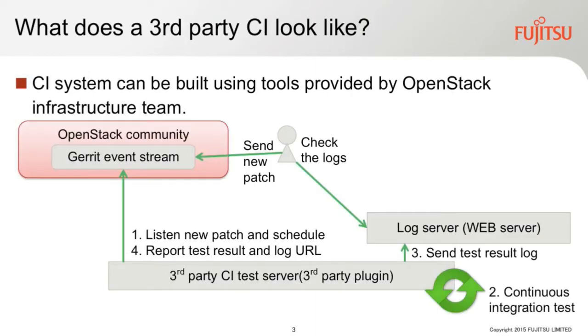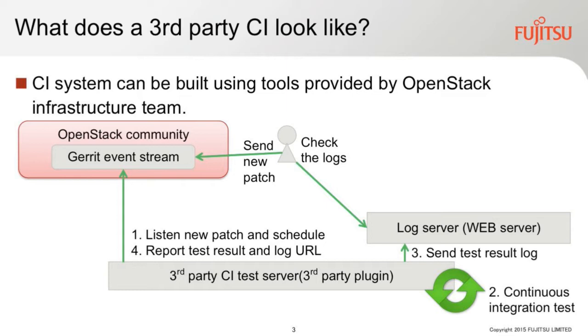Let me show you briefly how CI works. Fortunately, we have the whole community backing and infrastructure tools. Let me introduce how it works. There are several components. Treat this as me, and we have the Gerrit event system in the community, and here are the test server and the log server. For example, I send a new patch there, and the Gerrit event says, okay, October 29th, Isao just sent a patch to Nova, and the ID is such and such.